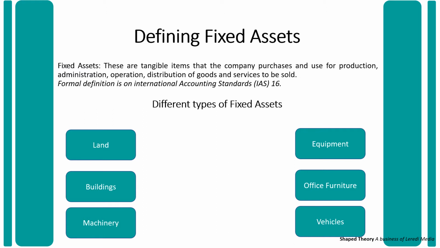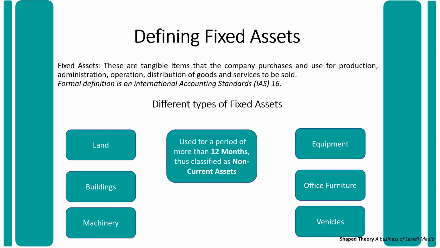You would find that the items that I've mentioned on the slide, the 6 items, have something in common. For them to be able to be recognized as fixed assets, they need to be used for a period that is more than the next 12 months. Therefore, that's why in the balance sheet they will be classified as non-current assets.